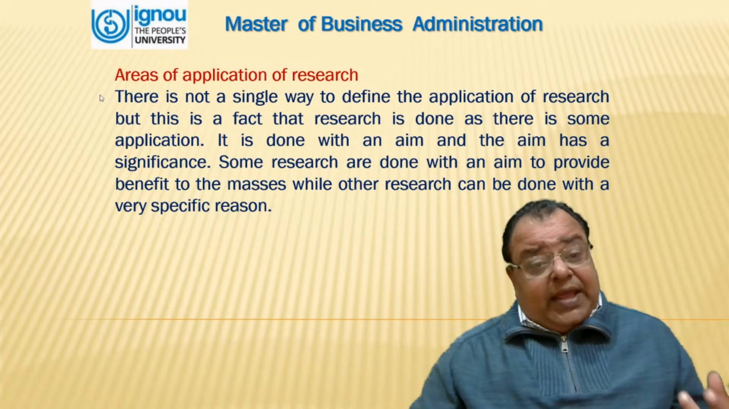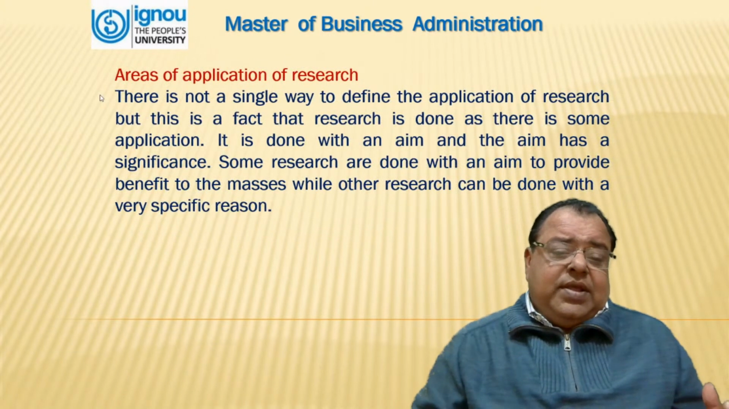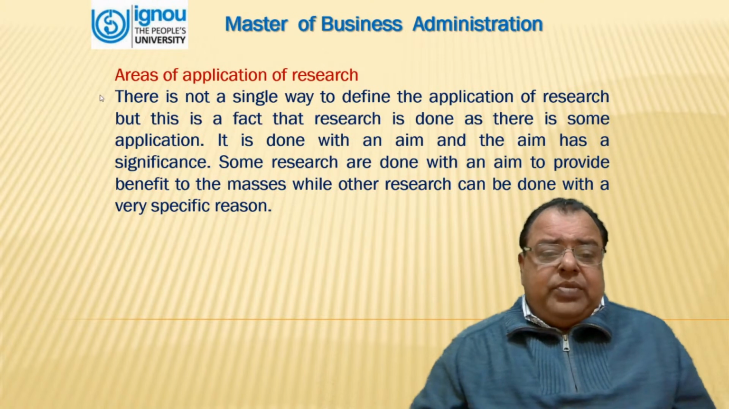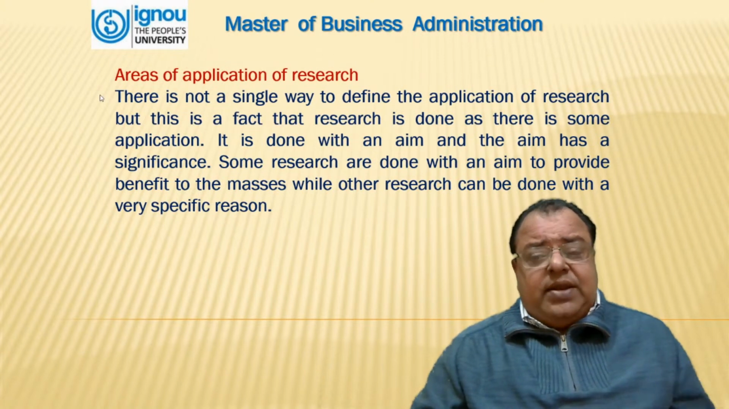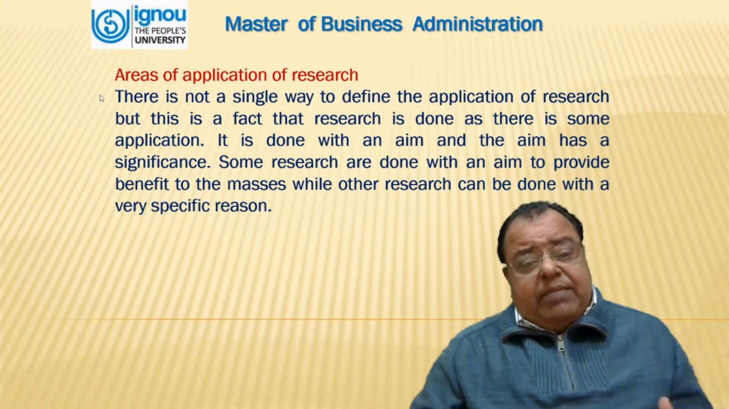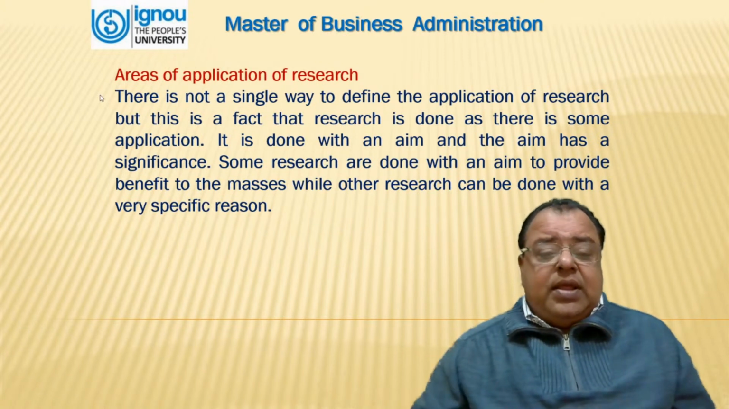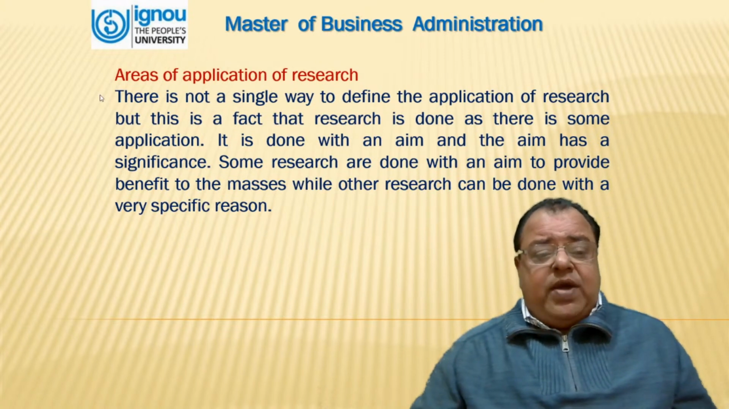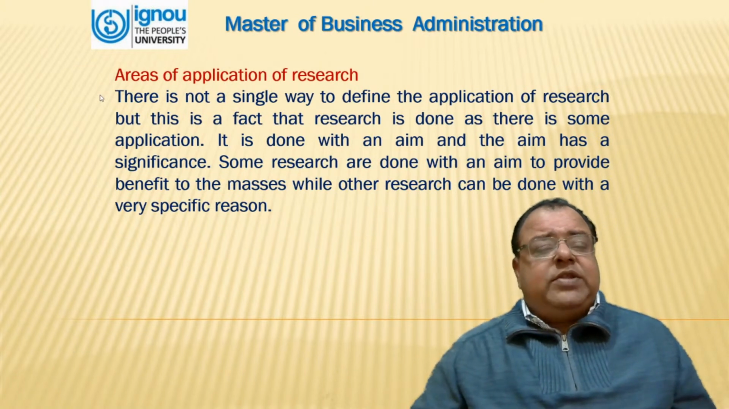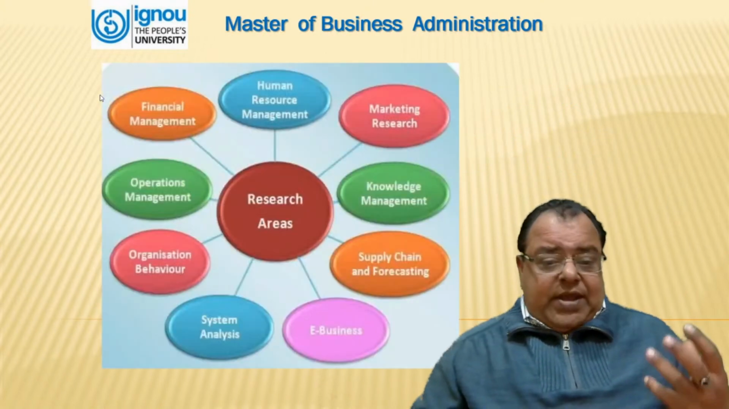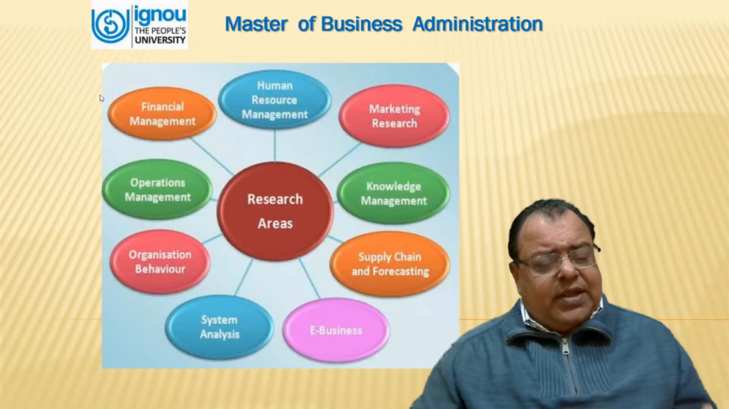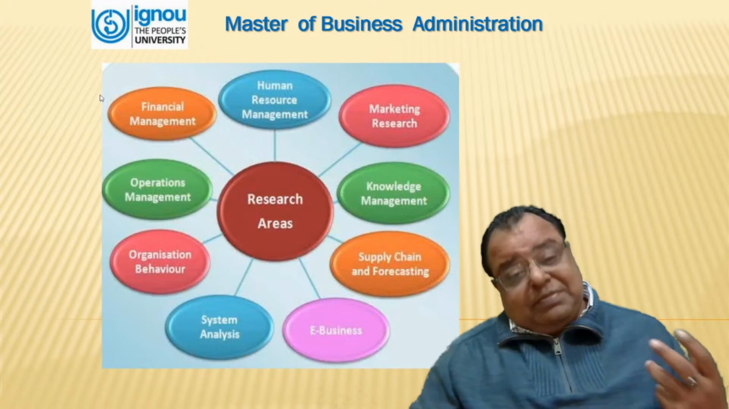Now, what is the area of application of research? There is not a single way to define the application of research, but it is a fact that research is done as there is some application. It is done with an aim, and the aim has its own significance. Some research is done with the aim to provide benefit to the masses, while other research can be done with a very specific reason. We can see what are the areas where research is being done, can be done, and has been done.